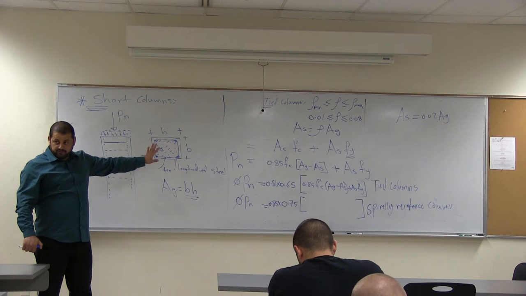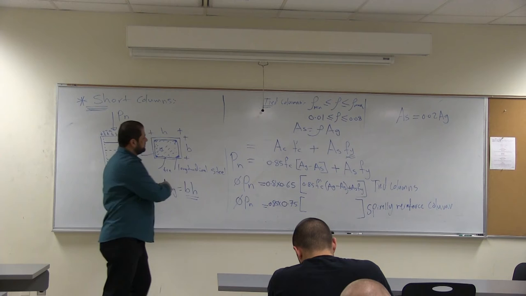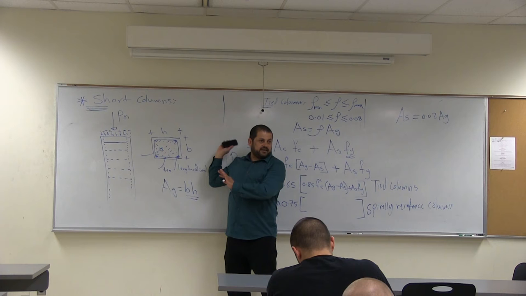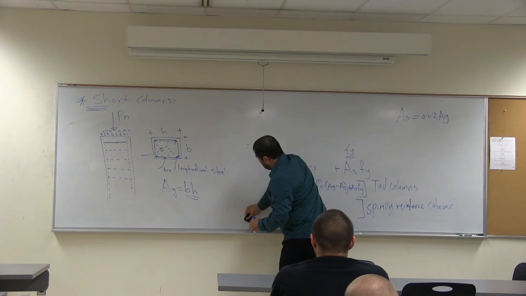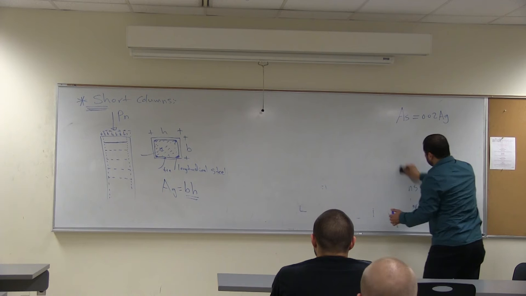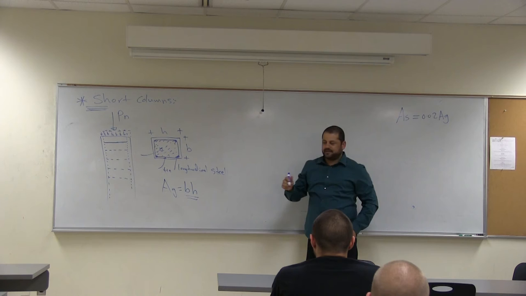Now let's talk about the ties. Now we know how to design those longitudinal bars and the area. I'm going to take an example in a minute. Let's talk about the ties. What should we use for the ties? What size do you think? Number 3 or 4. Okay, either number 3 or number 4. Those are easy to build.